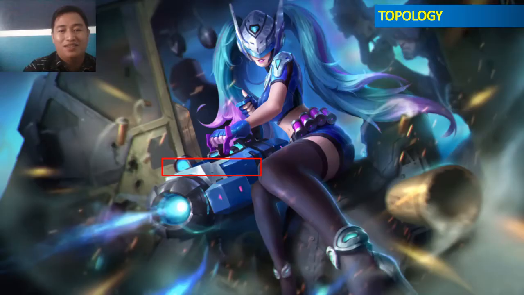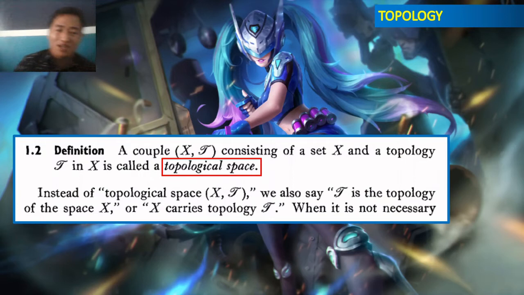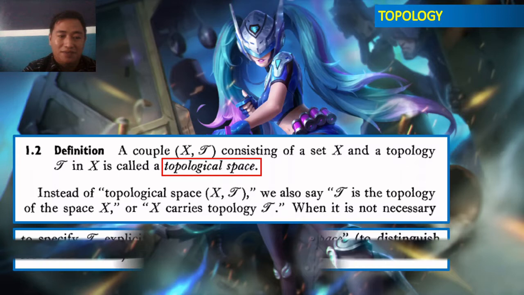Now, next, the definition of a topological space. A couple X, tau, consisting of a set X and a topology tau, or script T, in X is called a topological space. So if we have a set X, then we have a tau with respect to that X. So the couple X, tau is a topological space. Instead of saying topological space X, tau, we also say tau is the topology of the space X. We can also say that X carries topology tau when it is not necessary to specify tau explicitly.